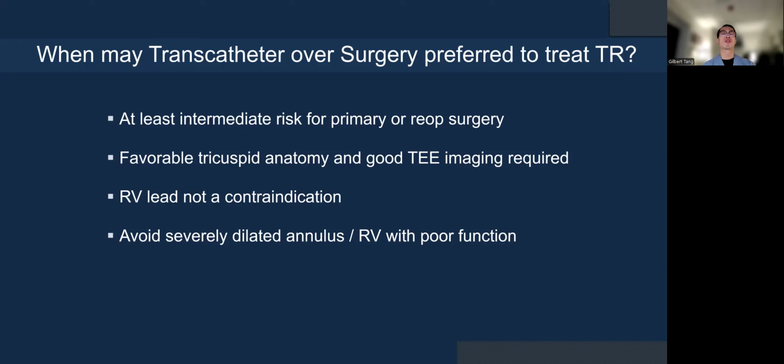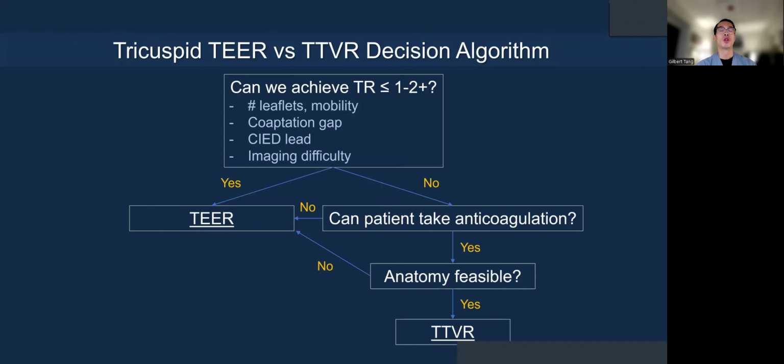Now, when may transcatheter over surgery be preferred? You can see that based on the clinical trials, patients were typically at least intermediate surgical risk. They have favorable tricuspid anatomy on imaging. Leads themselves are not a contraindication, but we need to select case by case. You want to avoid severely dilated annulus or poor RV function because they are really too advanced for any intervention. So assuming the patient is medically optimized, what is the algorithm here for TEER versus TTVR in the tricuspid, because now both therapies are approved by the FDA?